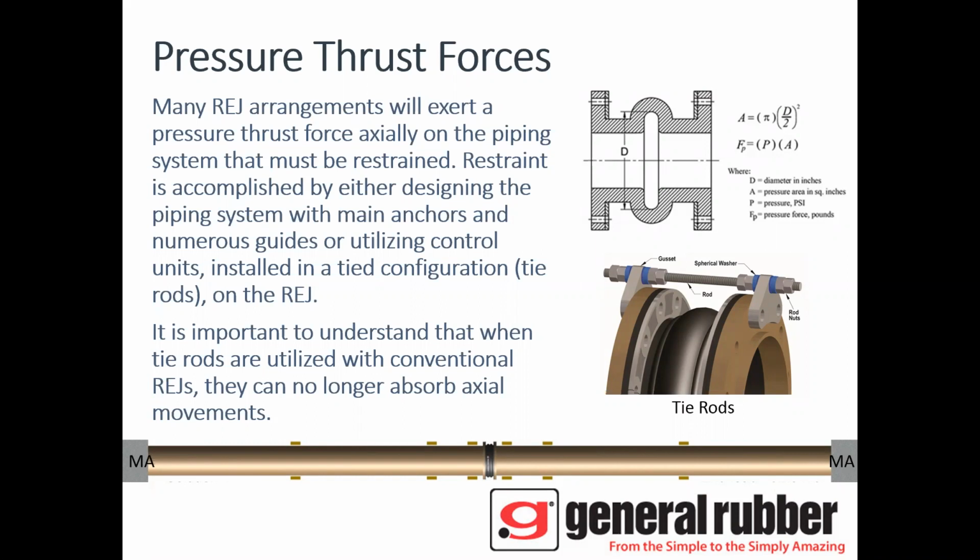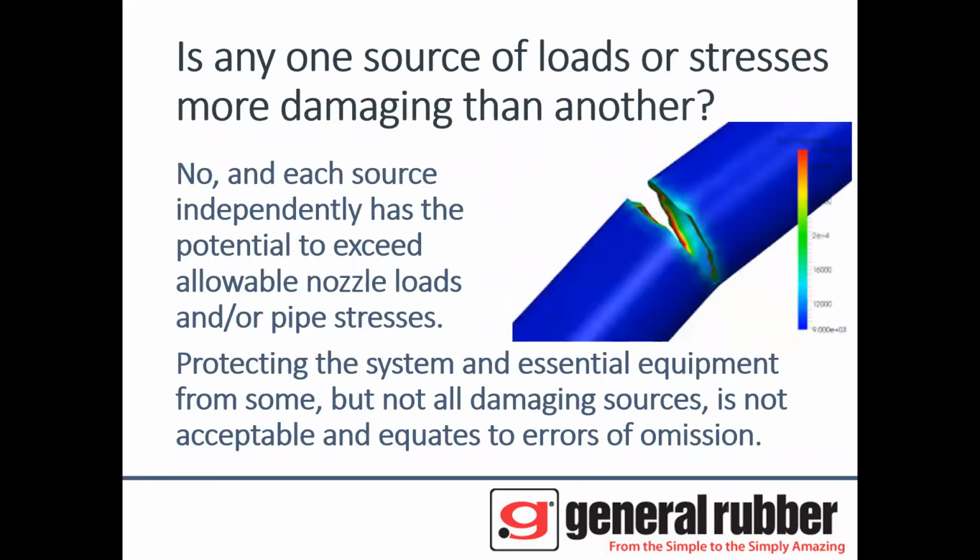It's important to recognize that when we put control units on, the expansion joint now lacks axial flexibility. And we'll illustrate this point more clearly in the coming slides. So now we ask, is any one source of load or stresses more damaging than another? The answer is no. Each source independently has the potential to exceed allowable nozzle loads and pipe stresses. So each one needs to be looked at independently.